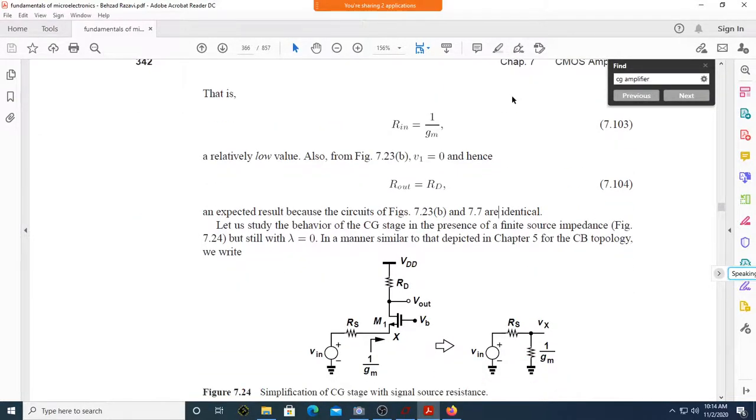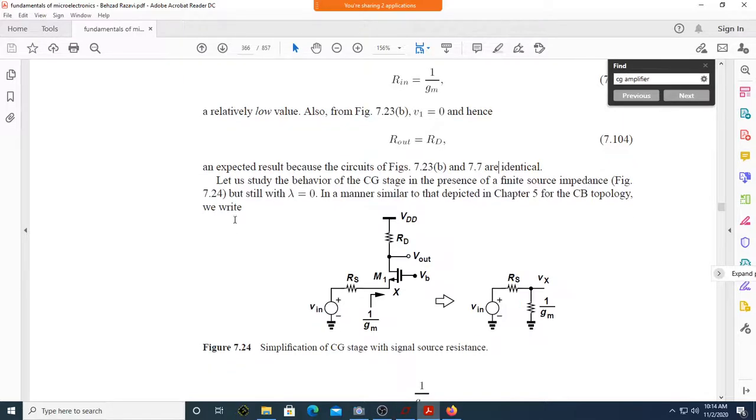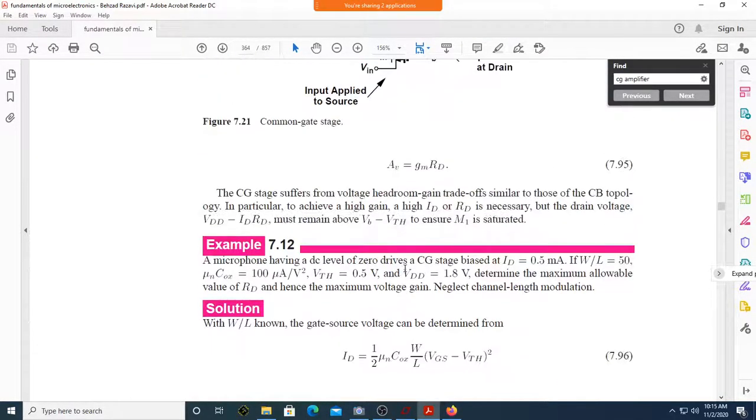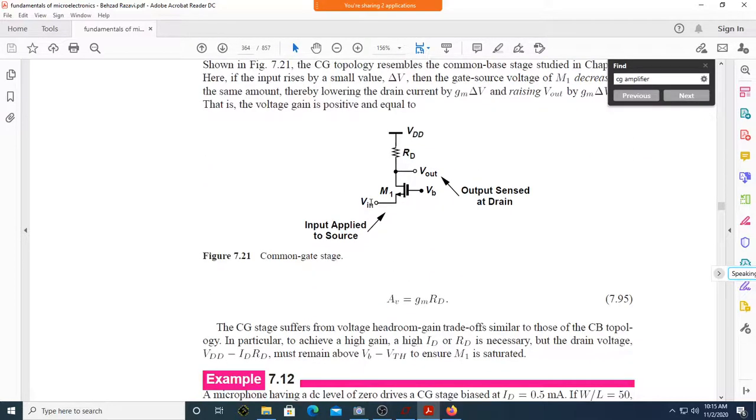Okay, now let us study the behavior of the CG amplifier in presence of finite source resistance but with still lambda equal to 0. What is the difference between the previous circuit and this circuit? The previous circuit is something like this. You applied an input voltage V in. Now you considered an ideal input source. What do you mean by ideal input voltage source?